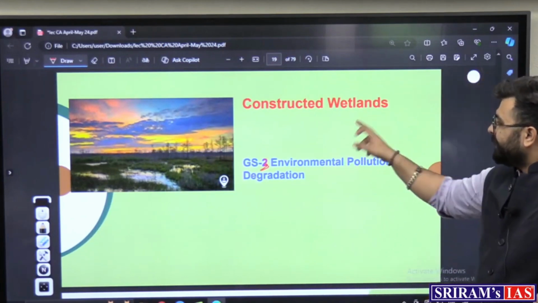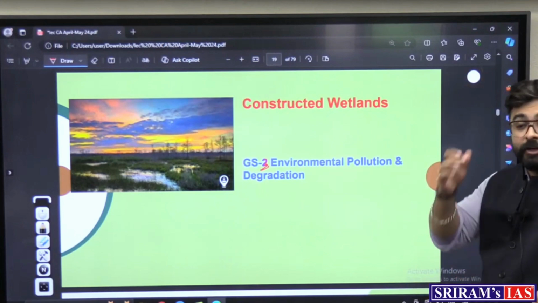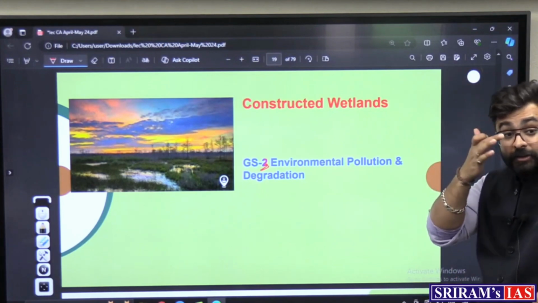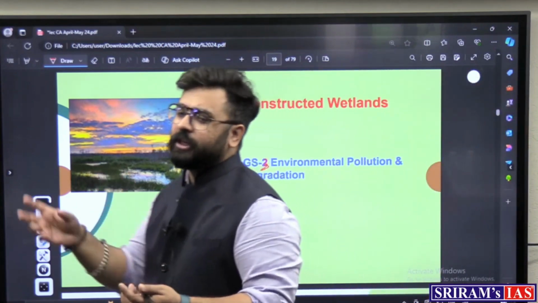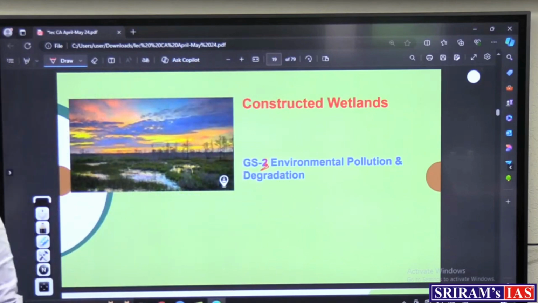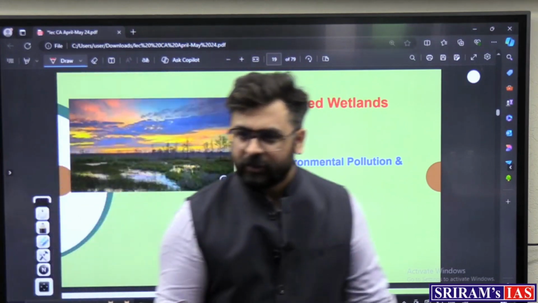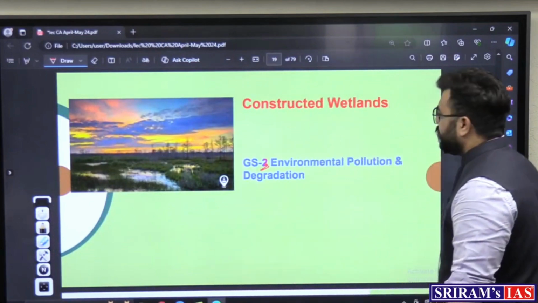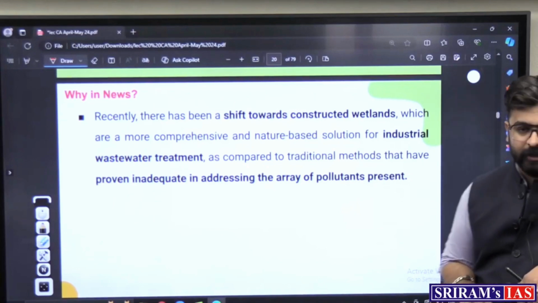Okay, but this is constructed wetlands. The topic in news is constructed wetlands. Now, how is it different from regular wetlands? All these areas which I earlier mentioned are naturally occurring. But don't you think you can also build some wetlands? So we will discuss how these constructed wetlands are different from regular wetlands.